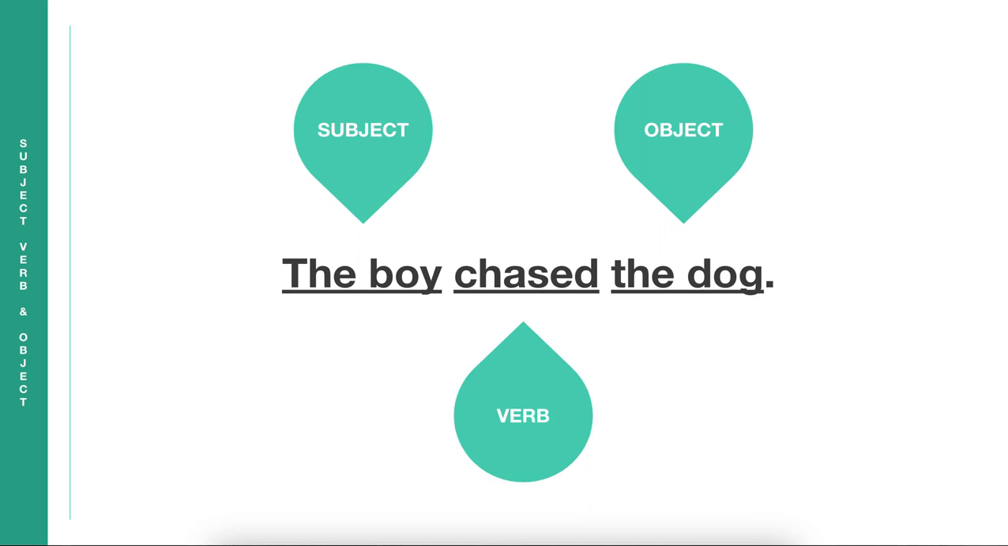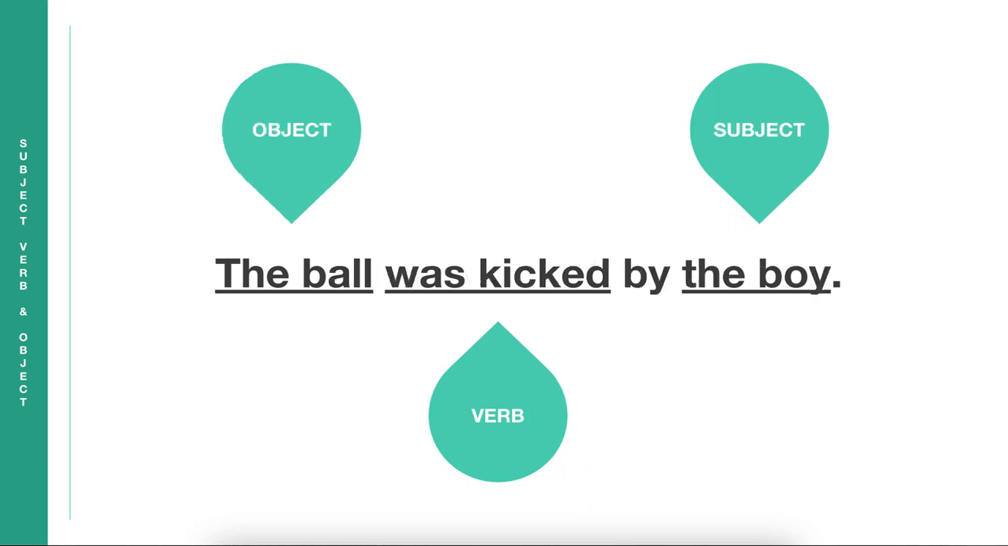Let's look at another example. And in this example, I'm going to change things up a little bit. And the reason why is very important. And we'll talk about it in just a moment here. Our next example. The ball was kicked by the boy. So you'll remember we always start with the verb. It's always easiest to start with the verb. Our verb is was kicked.